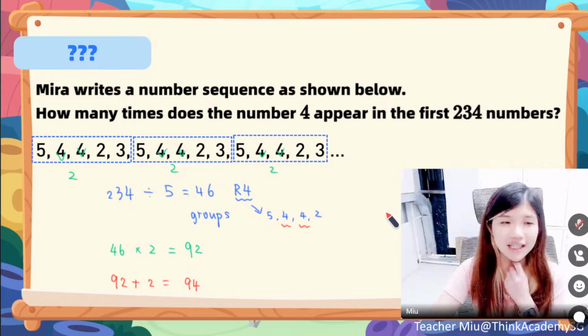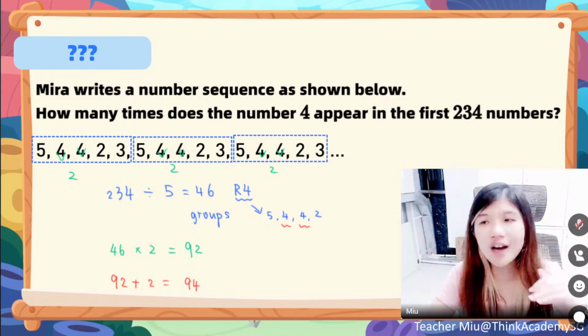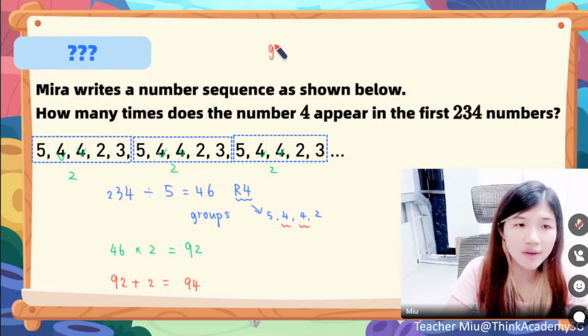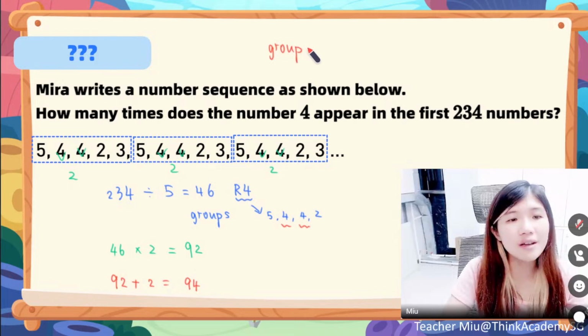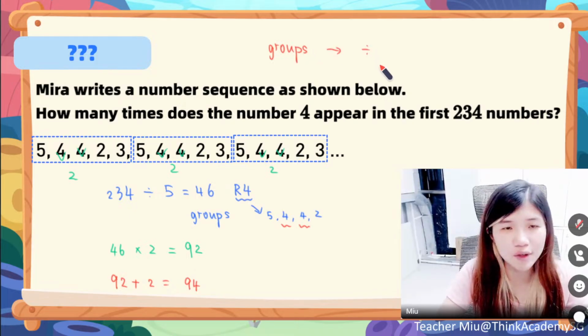This is very tricky. But then again, for periodic problems, always find out the pattern group first. This is something very, very important. Always find out the pattern groups, and then find out how many pattern groups using division. If there are remainders, you need to pay attention to them.